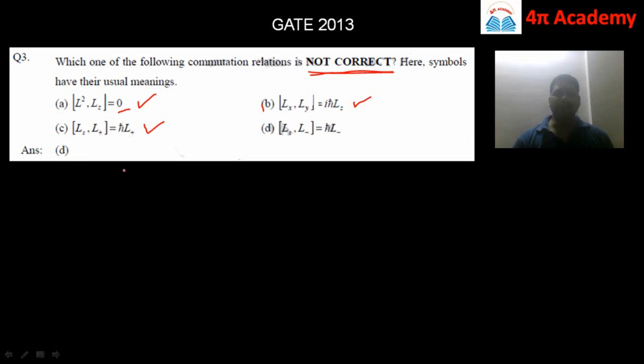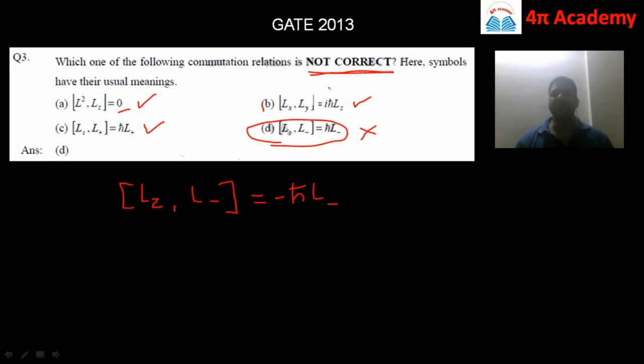While for Lz, we have seen the commutation relation of Lz comma L minus, and that comes out to be minus H cross L minus. And so this option D is given as plus H cross L minus, and therefore this is the wrong answer. Hence, since it is asked which of the following is not correct, it means that your correct answer is D. So D is the correct option.